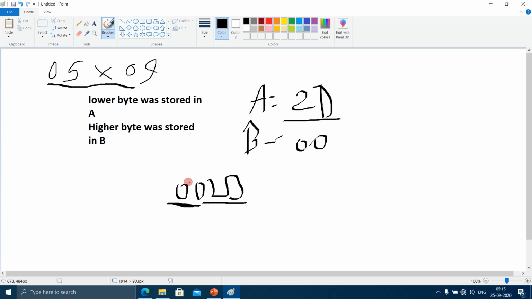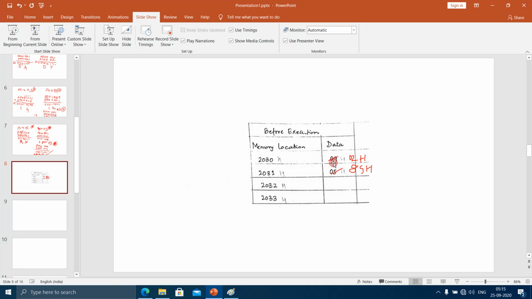Store the 2 byte result in consecutive memory locations starting from 2032 beginning with lower order byte. So when I multiply this 85 by 2, or add 85 two times, what will be the answer? Here 85 is a hexadecimal number. I will convert this hexa into decimal first. How can we convert a hexadecimal into decimal?